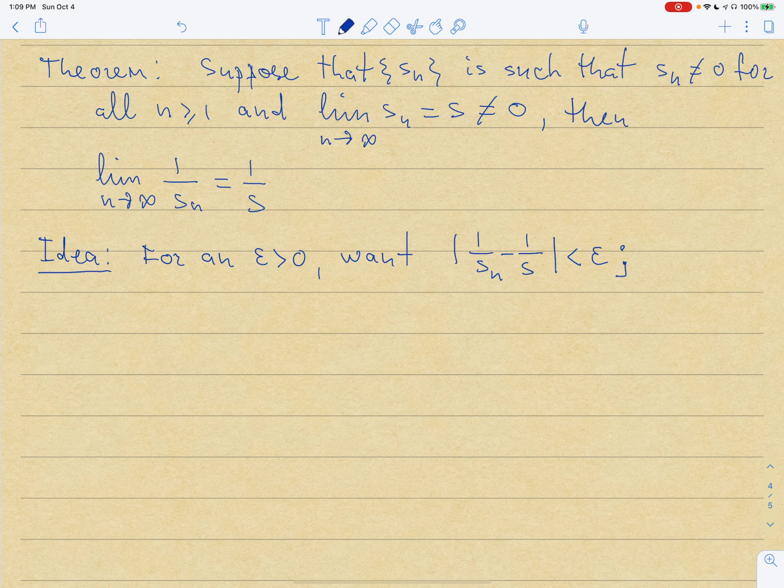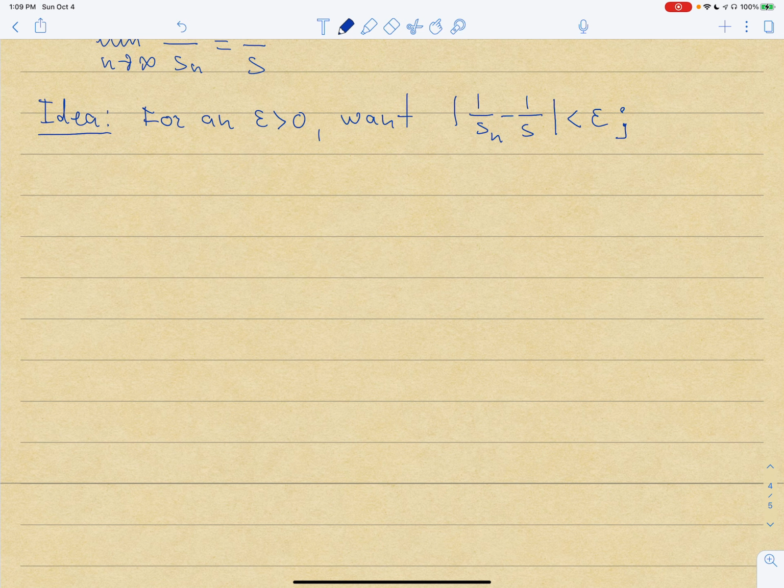Okay, so let's analyze this 1 over Sn minus 1 over S. What do I know? I know that Sn converges to S, so I can make absolute value of Sn minus S small. And in this case, I have to make 1 over Sn minus 1 over S small. So that means that I have to algebraically change 1 over Sn minus 1 over S to an expression which will contain Sn minus S. And the way to do it is to put this difference under common denominator.